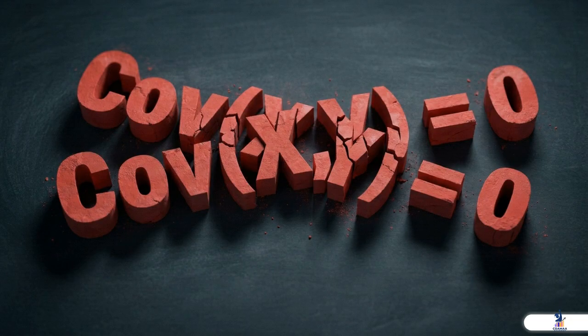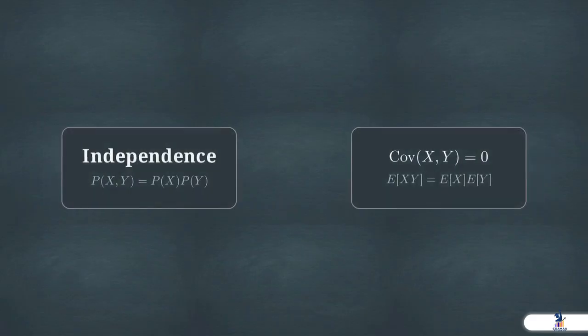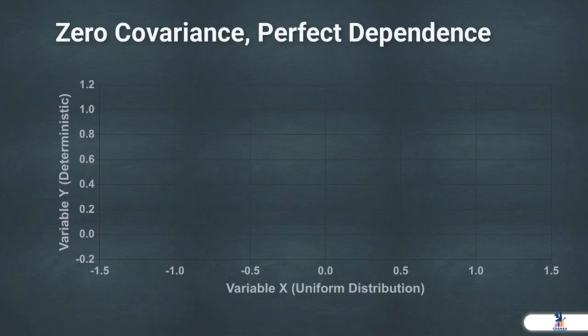This brings us to a common and fatal modeling assumption made by applied analysts: the belief that a covariance of 0 mathematically guarantees statistical independence. The rule only works in one direction. True mathematical independence will always result in a covariance of 0, but the inverse is entirely false.